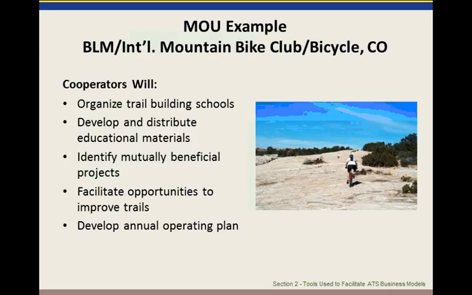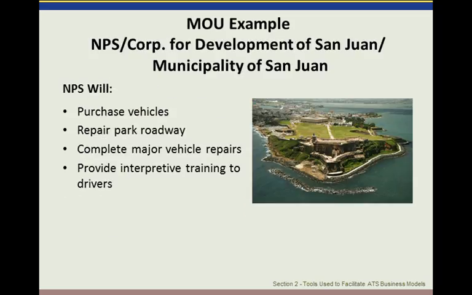Now, in this example, we looked at an MOU that was between the Bureau of Land Management and the International Mountain Bike Club and Bicycle Colorado. Again, an example of a friends group partnering with the land management agency. And what happens here is the cooperators agree that they will organize trail building schools, develop and distribute educational materials, work together with the BLM to identify projects that are mutually beneficial, and then they actually get down into the maintenance of the trails at BLM.